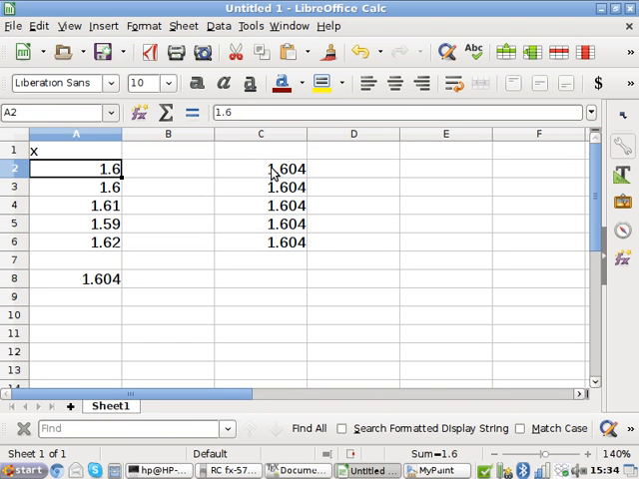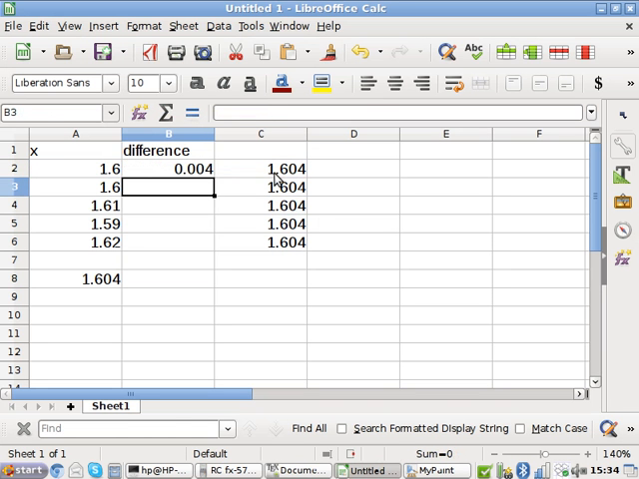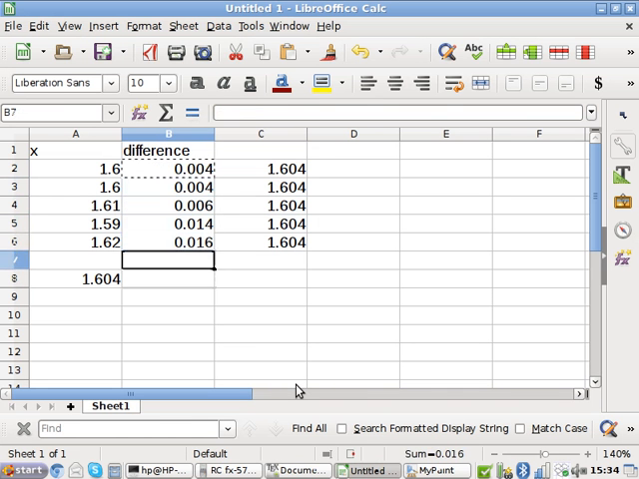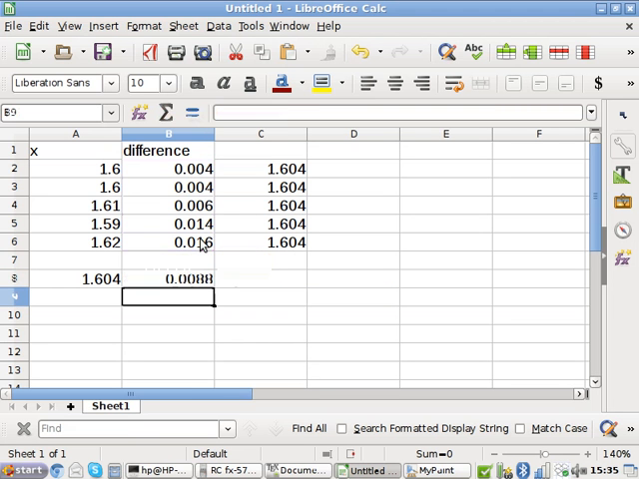Now, let me just type in here, this is equal to 1.604. How far away was this one to the average? It was 0.004. This is the difference. Right? Okay, let me just get Excel to do that so I don't make a mistake. 0.004. The next one, the same. If I calculate the average of these, that's the delta. 0.0088.